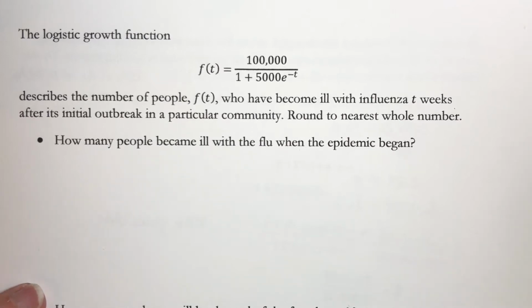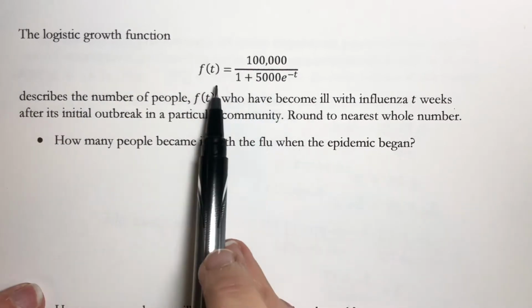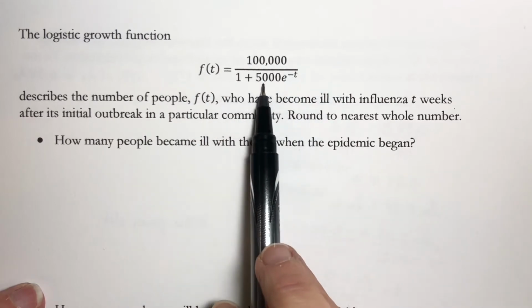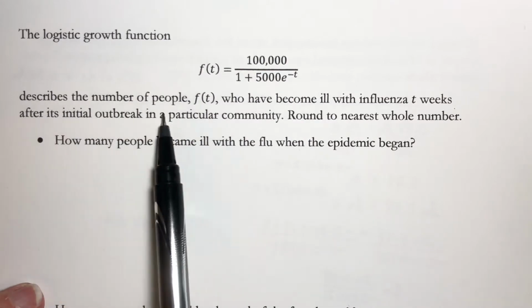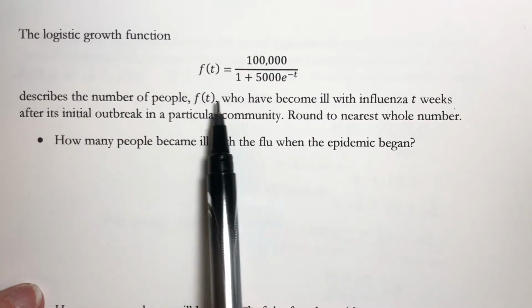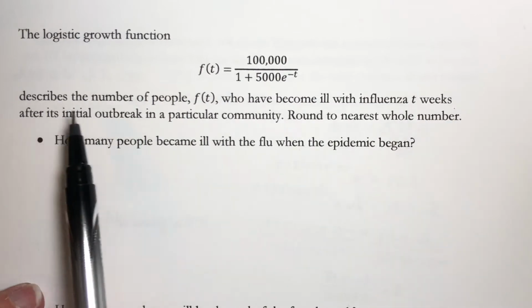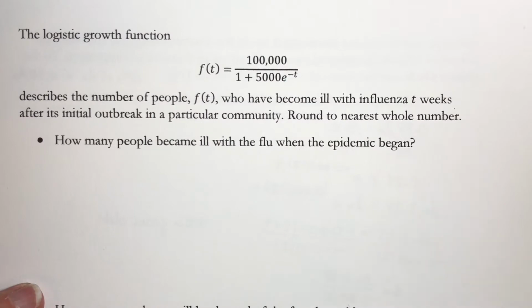This is part 3 of section 4.5. In this case, we have a logistic growth function. It is f of t equals 100,000 divided by 1 plus 5,000 e to the negative t. This describes the number of people, given by f of t, who have become ill with influenza t weeks after its initial outbreak in a particular community. Round to the nearest whole number for these problems.